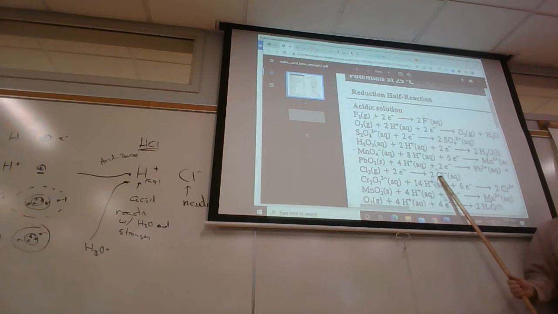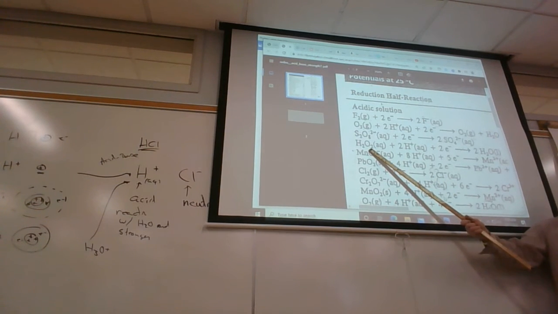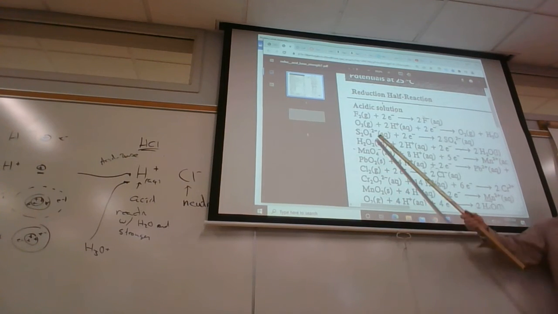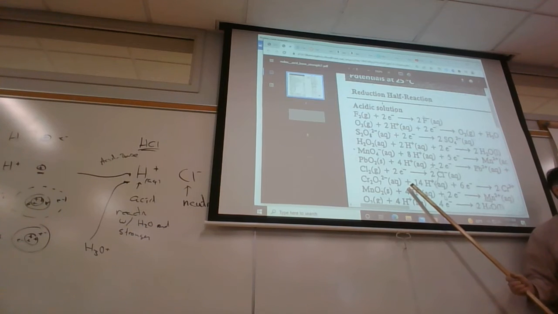If we dump in permanganate in here, we're going to generate chlorine gas. If we dump in hydrogen peroxide, we're going to generate ozone, fluorine. All those will generate chlorine gas.